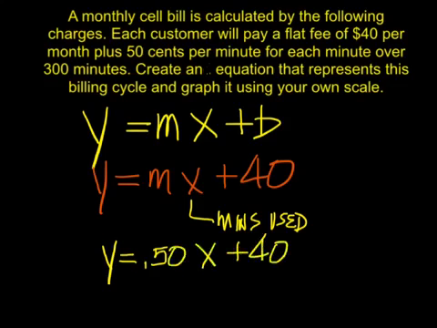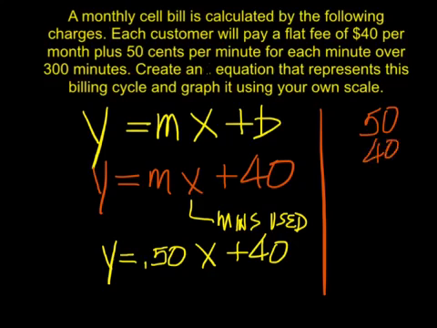Alright, let's do a little test here. Over here on the right, we're going to test our cell bill program. First, I'm going to tell you that I've used 400 minutes. How far did I go over? 100, and I multiply 100 by 50 cents. How much money is that? $50 for the minutes. What's my minimum fee? 40. So 50 for the minutes and 40 for the monthly fee, I have 90.